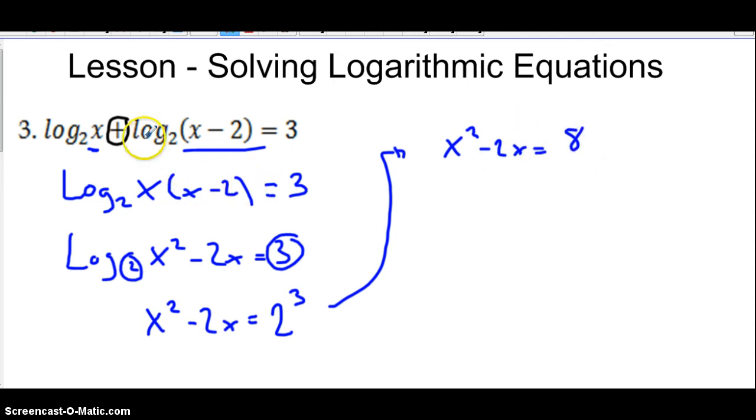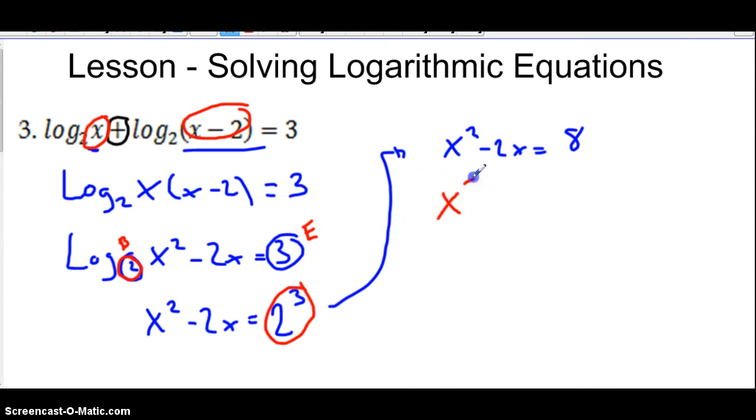So really it's those first two steps. You've got to take this plus and put it into multiplication. Let's do a little highlighting. So you're just going to multiply this and this. And the second part is to rewrite in exponential form. So this is your base, and this is your exponent. That's why we wrote it like that. All right, from there we solve.